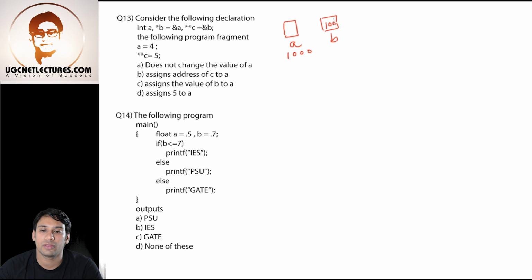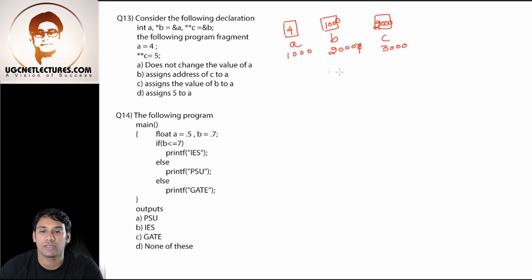Now let us suppose the address of variable b is 2000, and there's a pointer c which is storing the address of b, which is 2000. Let us suppose the address of c is 3000. Then we are doing a = 4, so the value stored in variable a is now 4. Then we are doing **c = 5.